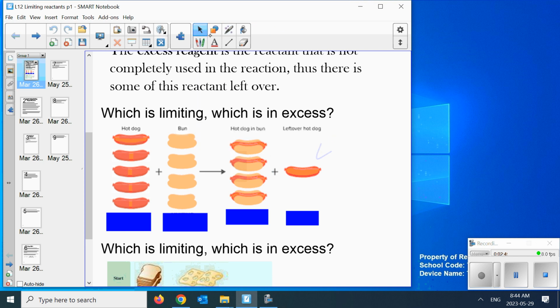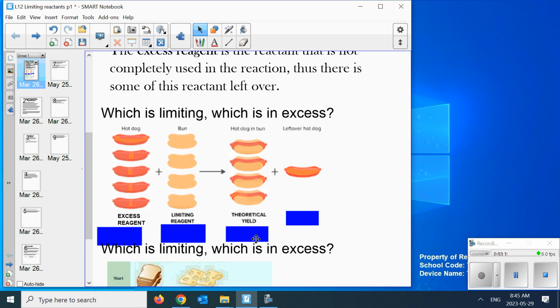So underneath here, what is the hot dog considered? The limiting or the excess reactant? Limiting or excess? You've got more than enough, so I want you to write excess there. Yes, mine color yours. So the bun is the limiting. It determines how much you can actually make.